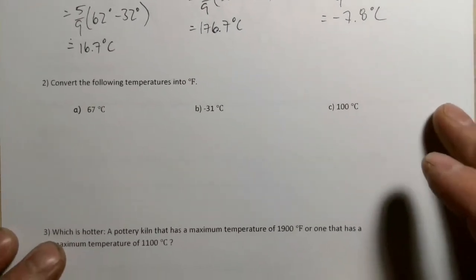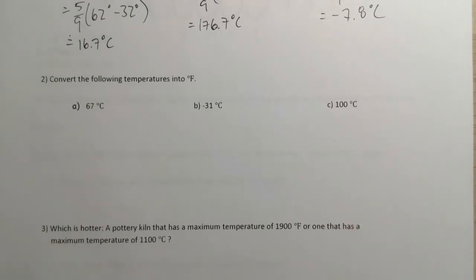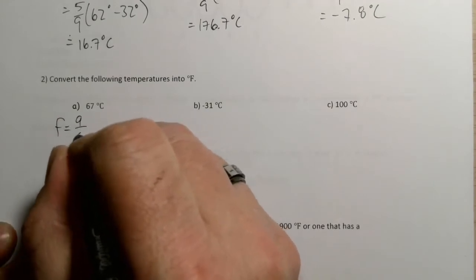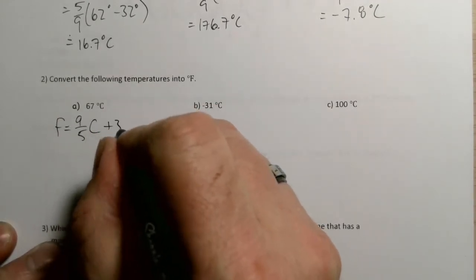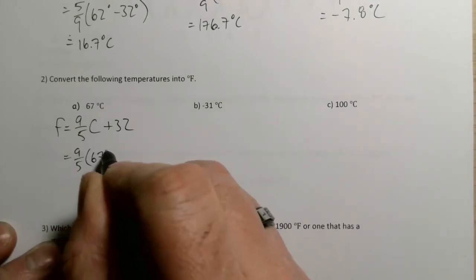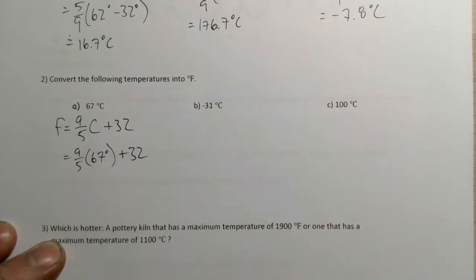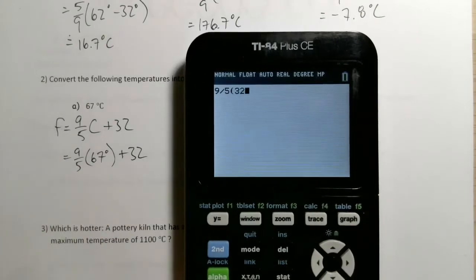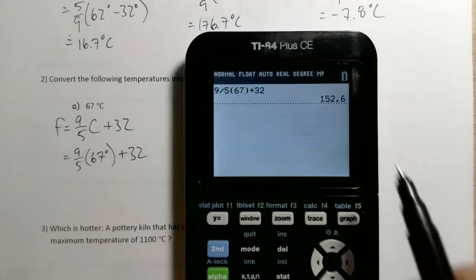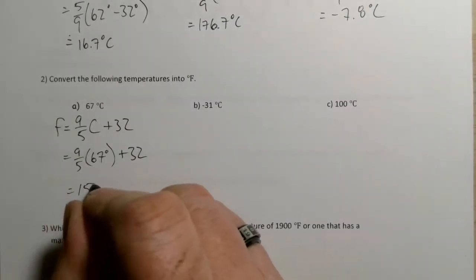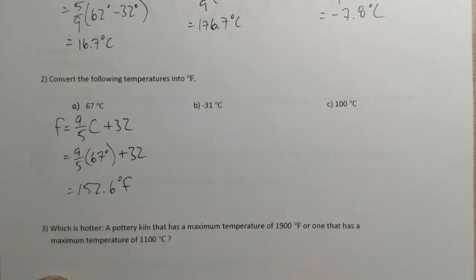Now, the other way around. Let's convert these into Fahrenheit. The Fahrenheit temperature here is going to be 9/5 of the Celsius temperature plus 32. So in this case, it's going to be 9/5 of 67 degrees plus 32. So 9 divided by 5 of 67 plus 32, and we get 152.6 degrees Fahrenheit.